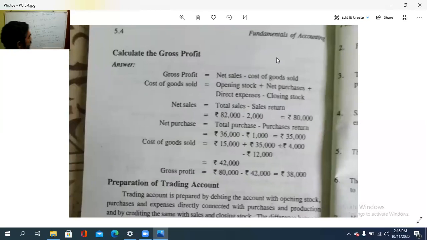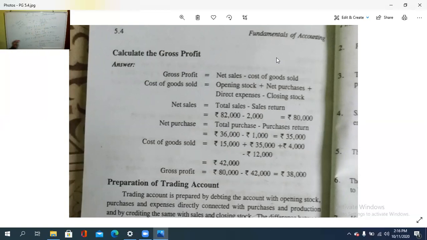See, 38,000 is the gross profit. So GP is equal to 38,000. Clear? So what all things are there? Gross profit is equal to net sales minus COGS. Net sales is equal to total sales minus sales return. That is already in the question. Net purchase is equal to total purchases minus purchase return. That is also in the question.